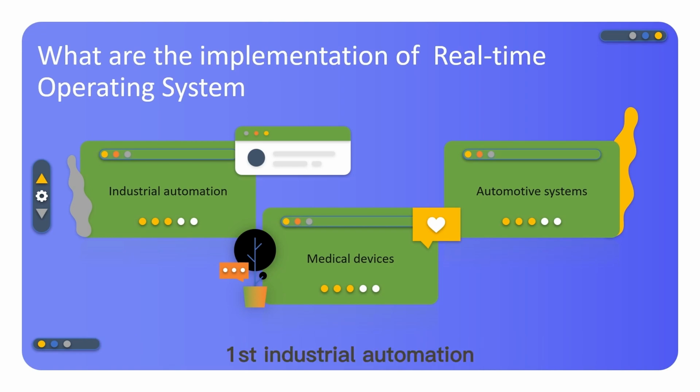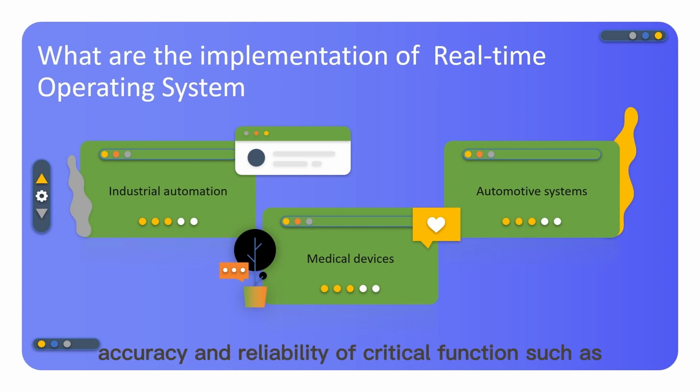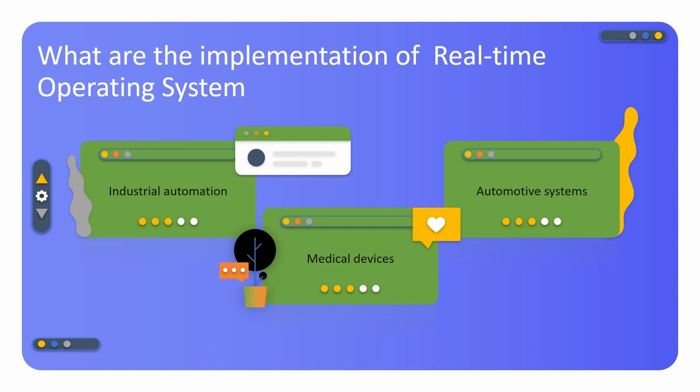For the real-time operating system, first, industrial automation. Real-time operating systems are commonly used in industrial automation systems. They help to control processes in real time, monitor sensors, and enable high-speed data communication. Second, medical devices. Real-time operating systems are used in medical devices to ensure the accuracy and reliability of critical functions, such as monitoring vital signs and controlling life support systems.